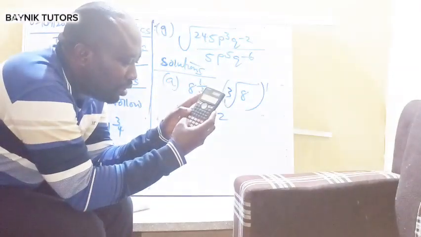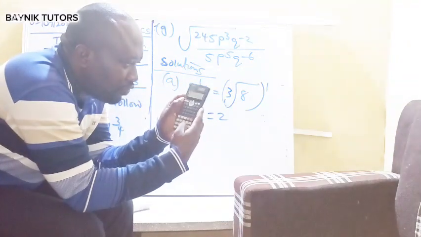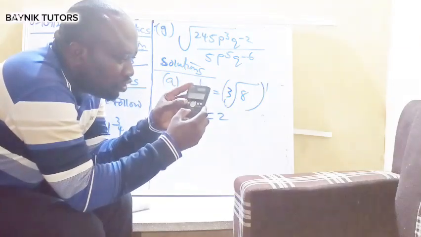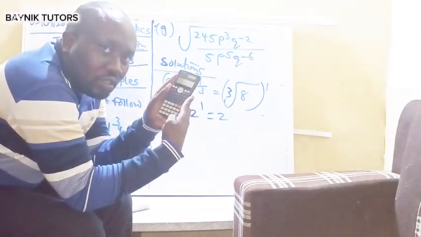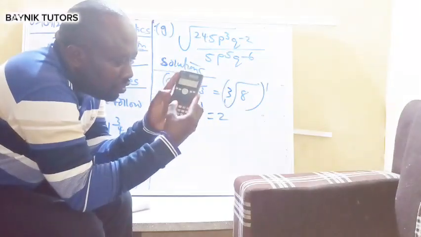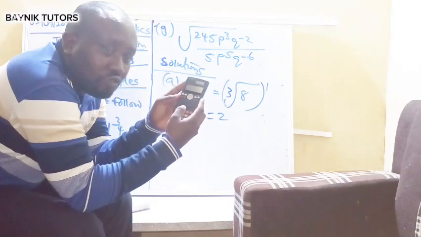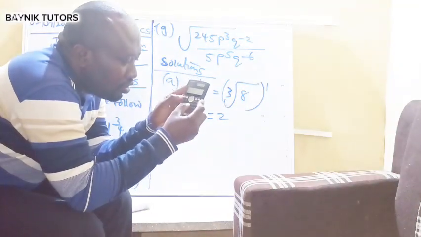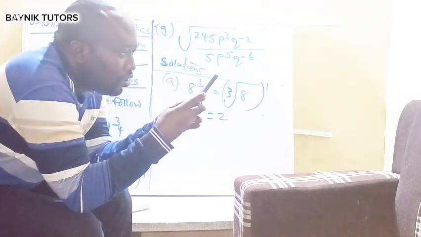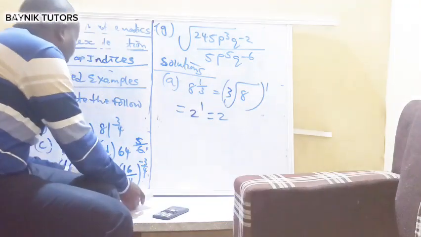You press the number, maybe you're using 5, shift, raised to power, then 32. That will give us 2. If we have third root 64, that will be 3, shift, the root key, then 64, and that will give us 4. So thank you. As we move, we'll solve that.